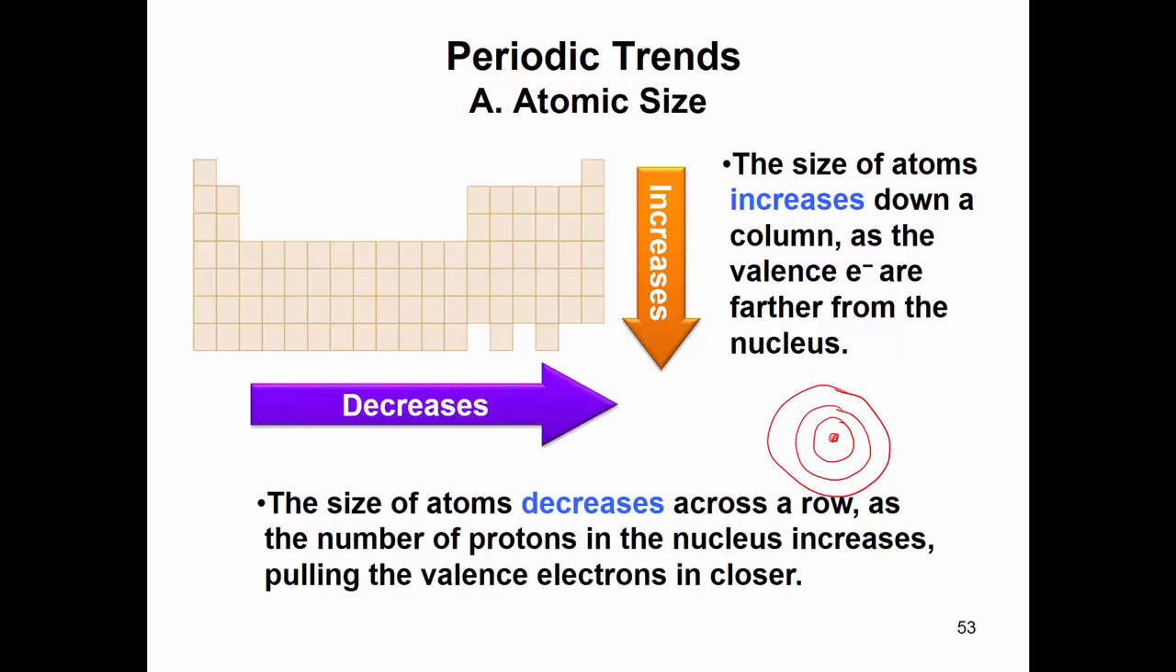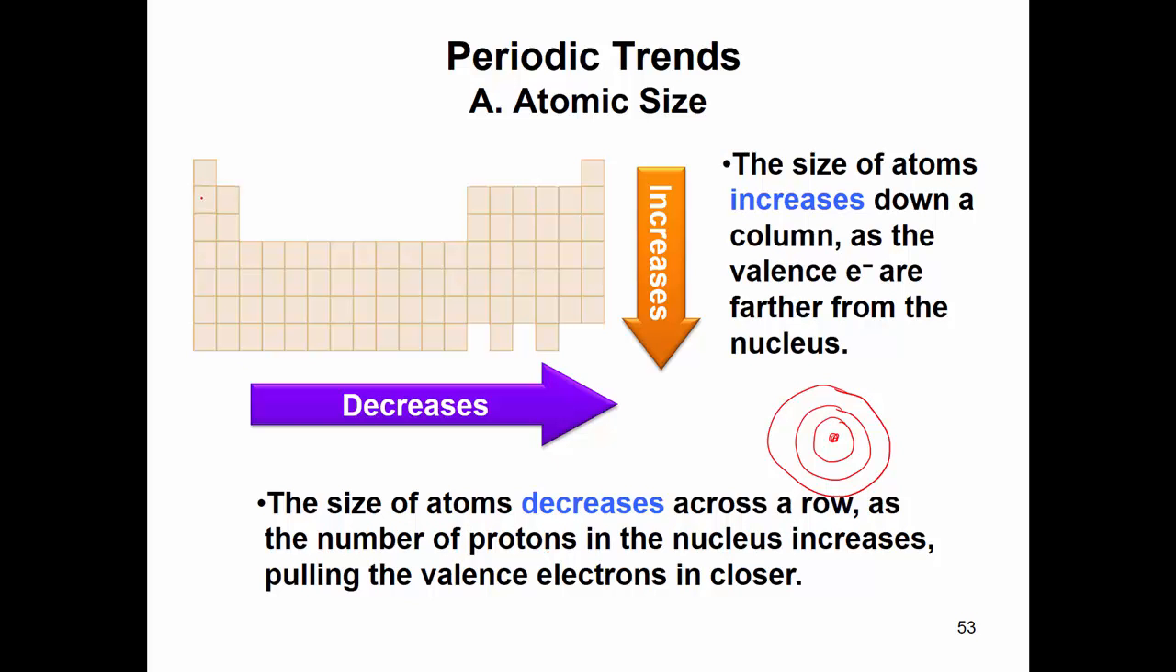However, some students don't think about this. They think as you move across from left to right on a periodic table, you would be increasing in size. Okay, you're actually decreasing in size of the atom as you move from left to right. The size of the atom decreases across a row because your number of protons are increasing, right?